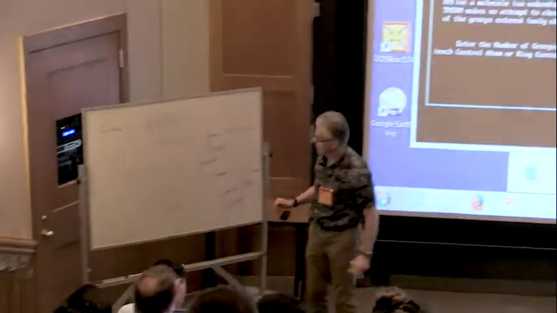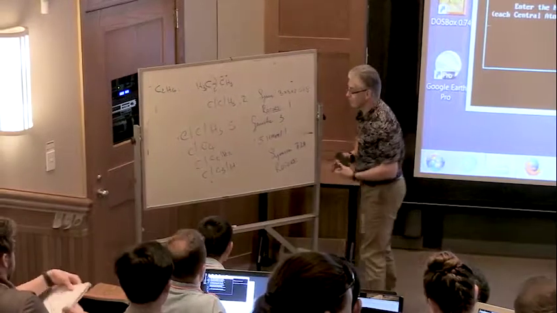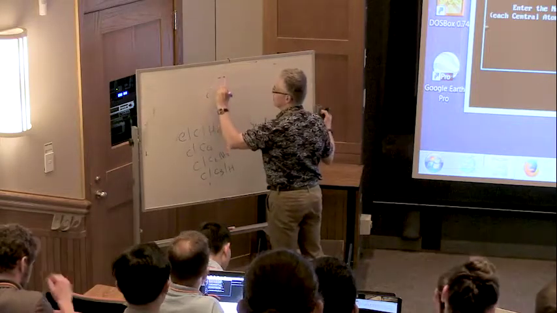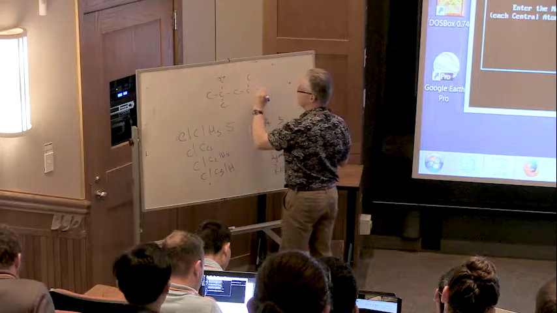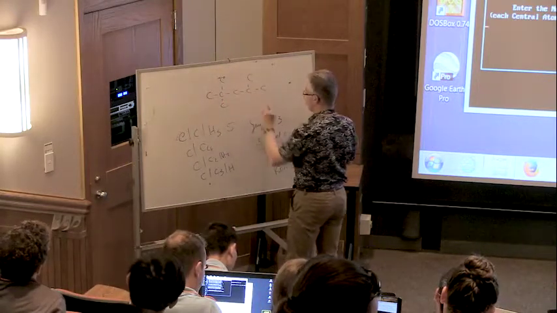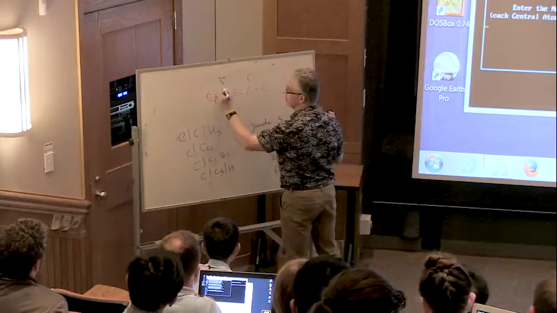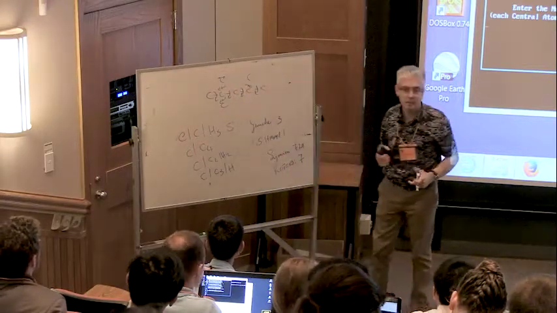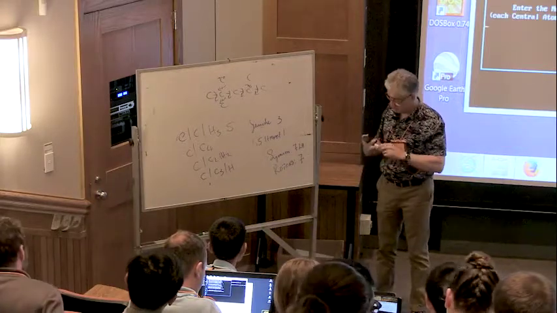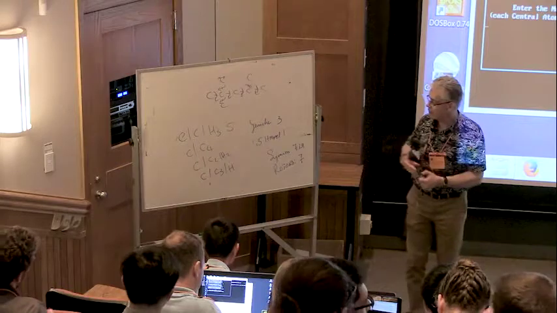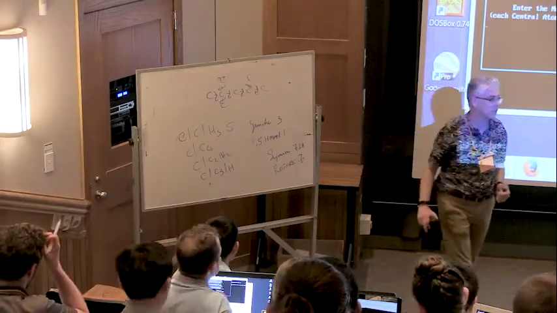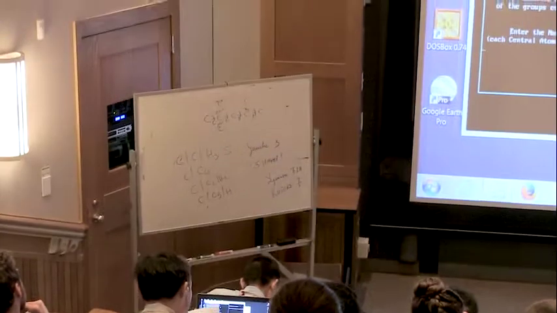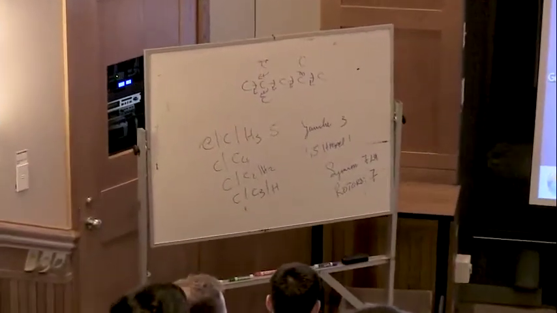How many rotors do we have in isooctane? So we have 1, 2, 3, 4, 5, 6, 7. So 7 rotors. Okay? So we have 5, 6, 7, 8, 11, 12 groups. So we have to enter 12 groups. Okay, so enter the number of groups for the species, 12.